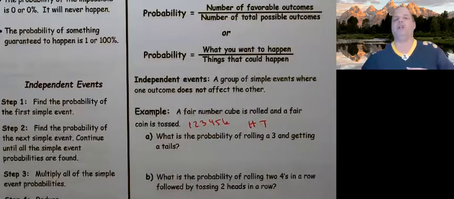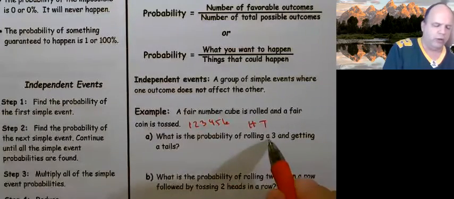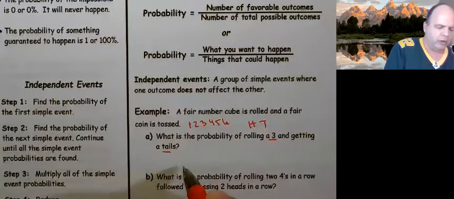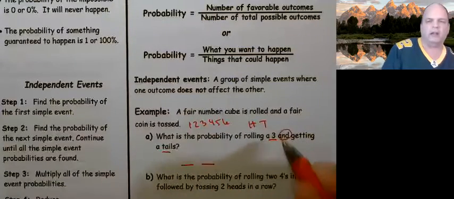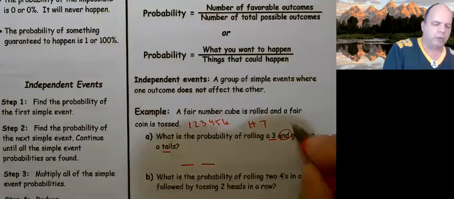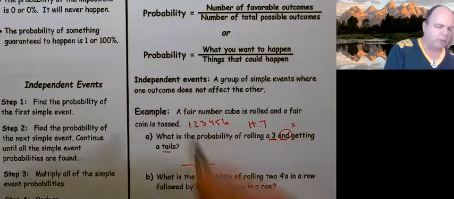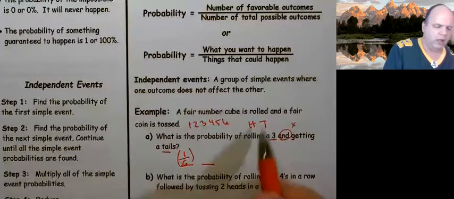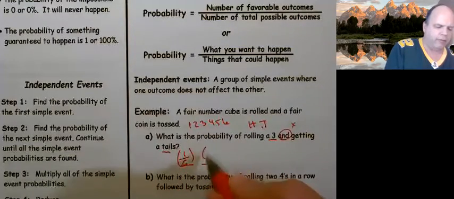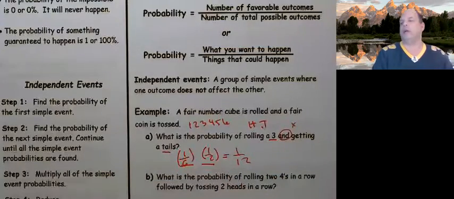What is the probability of rolling a 3 and getting a tails? So I'm doing 2 things, a 3 and a tails. So that means I need 2 spaces. They're separated by an and, which means multiply, or usually does. So 3 is going to be 1 out of 6, and the tails is 1/2. So this should get me 1/12 as my answer.